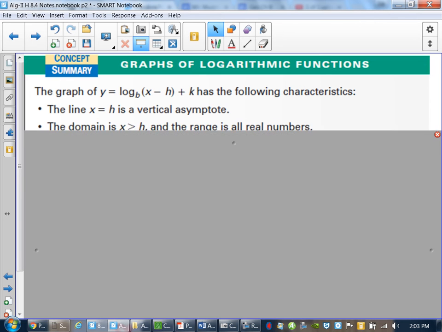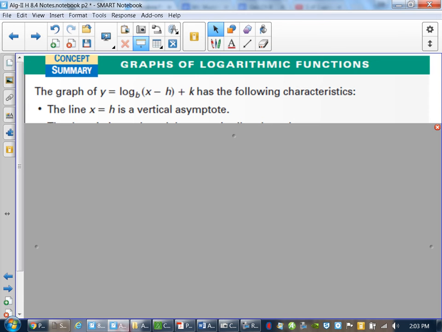So what happens here is that you get a vertical asymptote at your h value. You will always have a vertical asymptote at x equals h. One thing that you will see with logarithms is that the h value will always be captured in parentheses. If there's no parentheses around the x part, that means your h value is 0. h will always be grouped. k won't be.